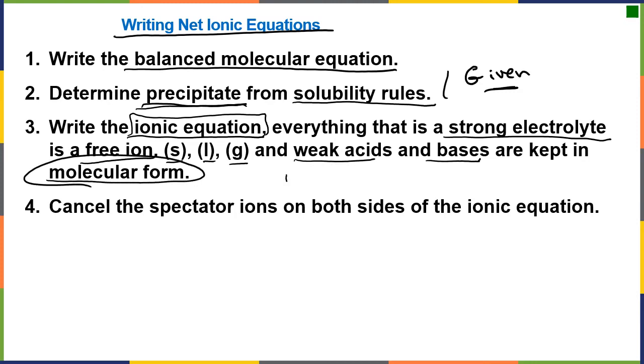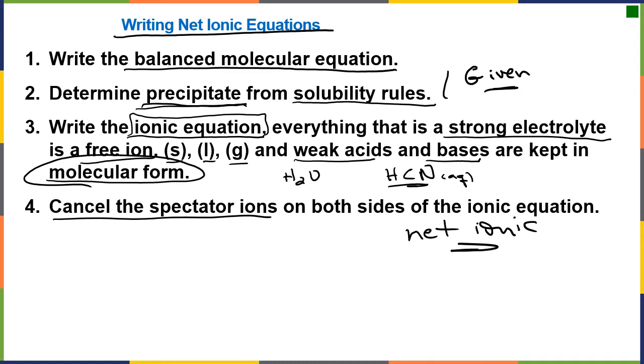So, for example, we would never take water and break it apart, or carbon dioxide and break it apart, or HCN. And I don't expect you to know all the weak acids or bases right now, but HCN is a weak acid, and we would leave it in its molecular form. We're going to look at both sides of the ionic equation, and we're going to cancel out our spectator ions, and when we're finished doing that, we are going to have the net ionic. So let's do one.